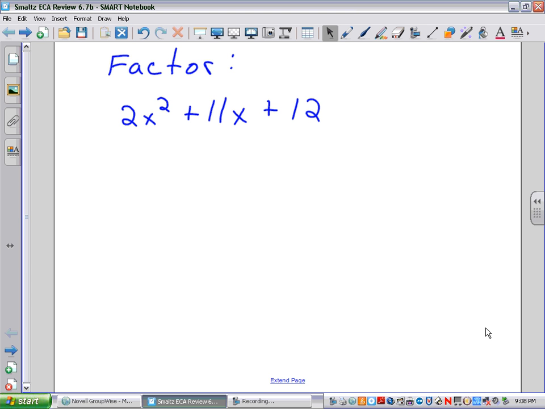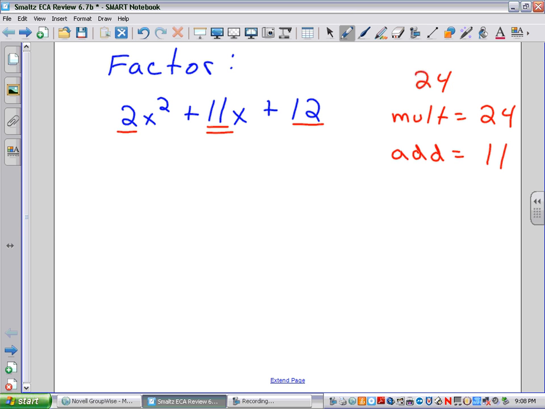But a lot of teachers teach it as guess and check. Well, I don't like to do that, but there's a system we can do. What I want to do is take the first number and the last number, 2 and 12, and multiply those to get 24. I want to come up with two numbers. Those two numbers have to multiply to make 24, and they must add up to make this middle number 11.